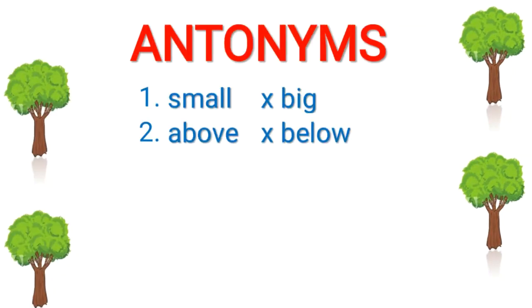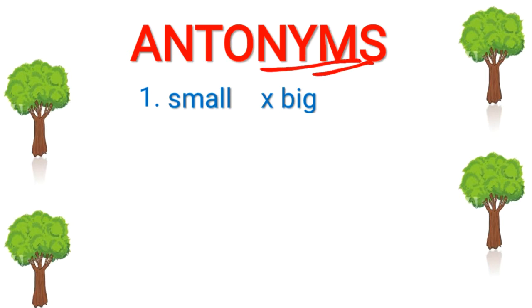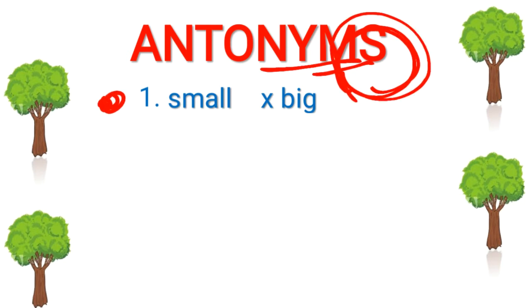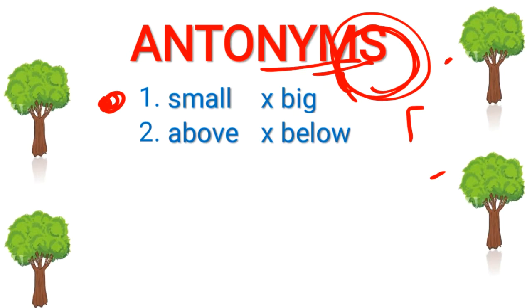Let's move on to antonyms. This is your second Roman letter in your notebook, correct? Okay, so small. What's the opposite word of small? You know antonyms are opposites. So, small, big. Very good. And then above, below. For example, this is a table. This is above the table, this is below the table.